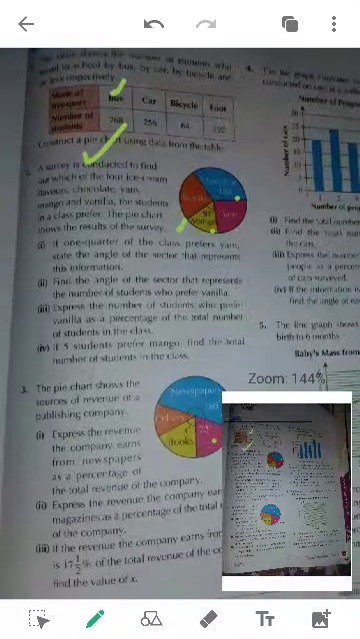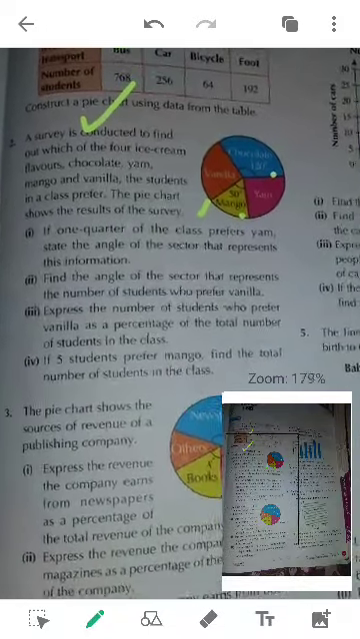So this is how you will construct a pie chart. The main theme of the pie chart is to represent each and every value with respect to an angle on a circle. Now move to question number 2. This is very interesting, and then question number 3 will be your assignment.